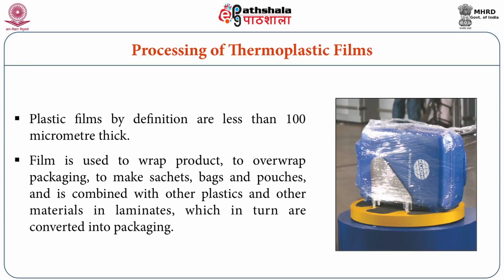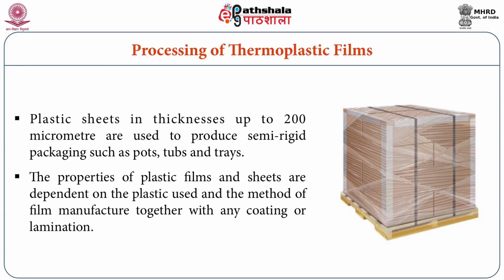The films normally have a thickness below 100 microns and they are used for packaging of different food material as overwrap or can be formed into sachets or bags, etc. While the plastic sheets have a thickness up to 200 microns and they can be converted into different pots, cups, tubs, etc. The properties of the film or the sheet depend on the type of plastic material used as well as the different laminations that have been carried out.